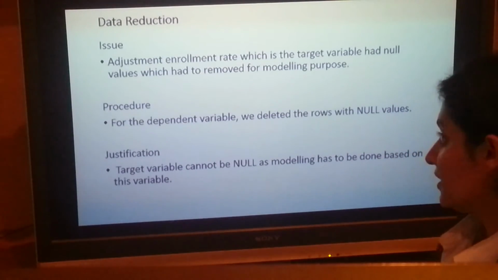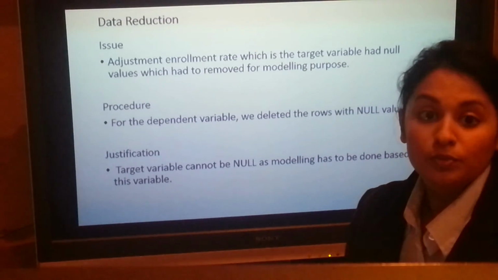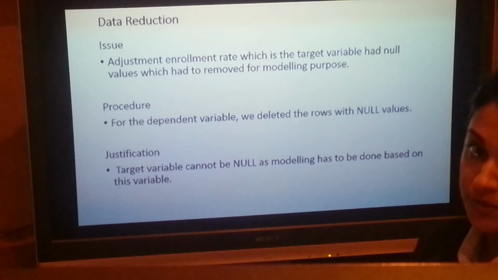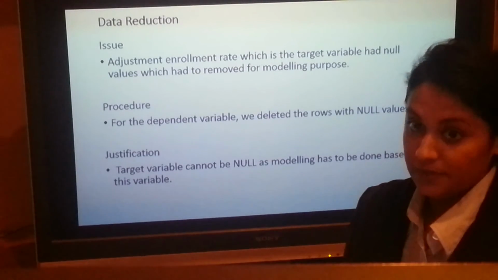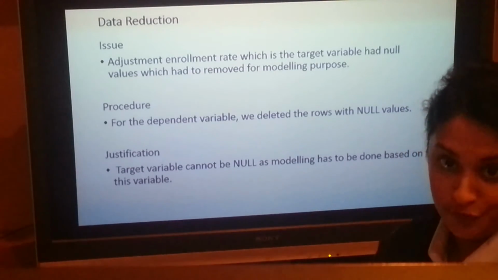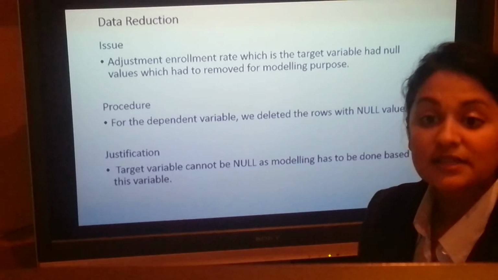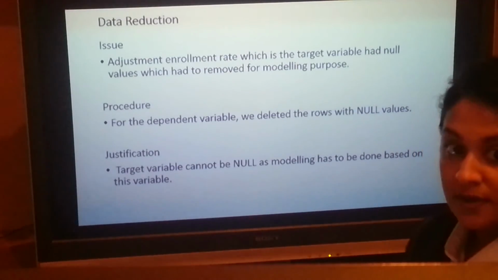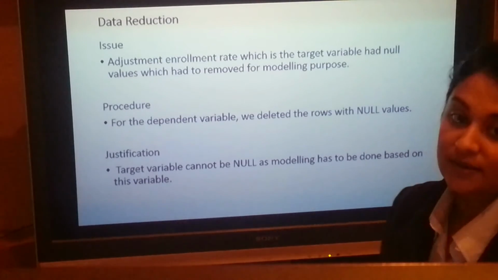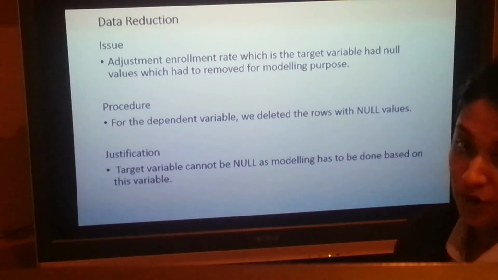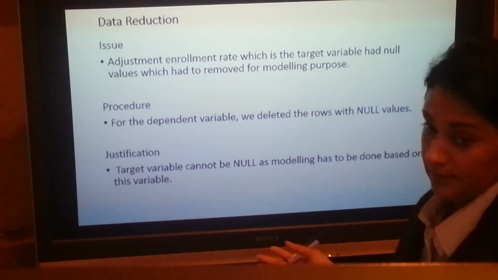Next slide is the data reduction. The issue was that the adjusted enrollment rate, which is the target variable, had null values which had to be removed for modeling purposes. The procedure was, for the dependent variable, we deleted the rows with null values, and the justification was the target variable cannot be null, as modeling had to be done based on the variable.